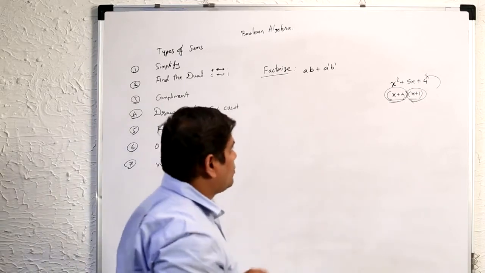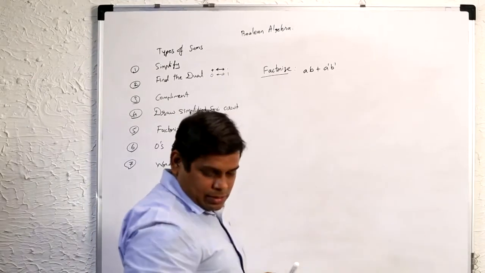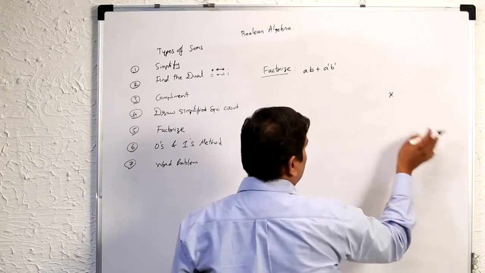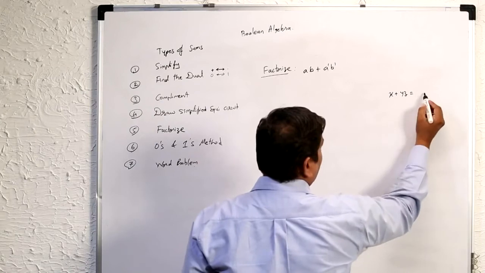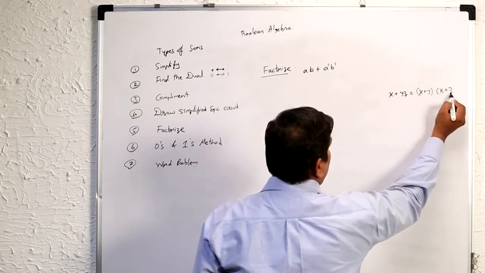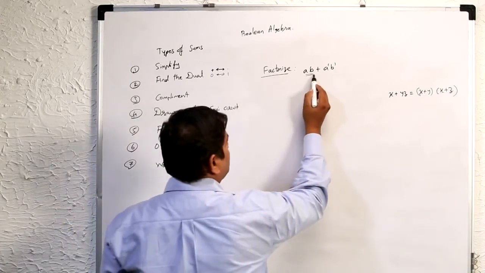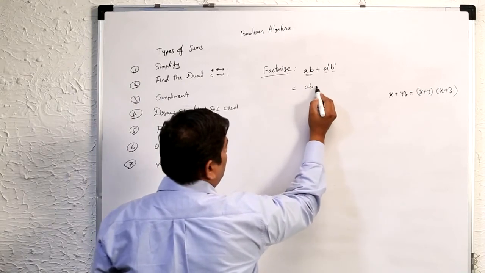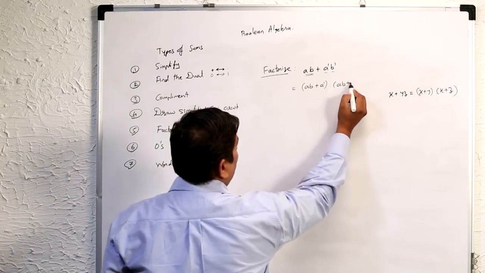So that's what we have. What do you mean by factorize? The property which we are going to use here is the distributive property. We call it the dual of the distributive property, that is x plus yz is going to be x plus y dot with x plus z. Now let us see. Consider this as x and this is y and z. Use this property, you get ab plus a dash dot with ab plus b dash.